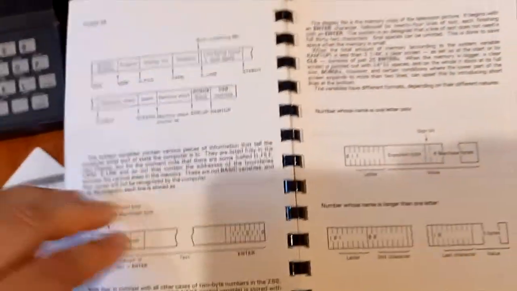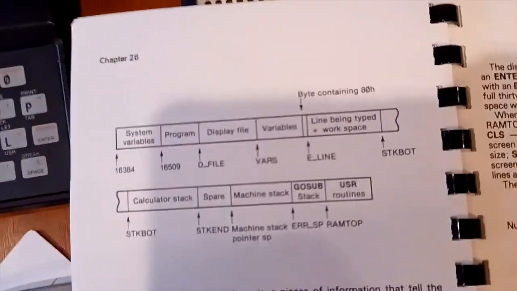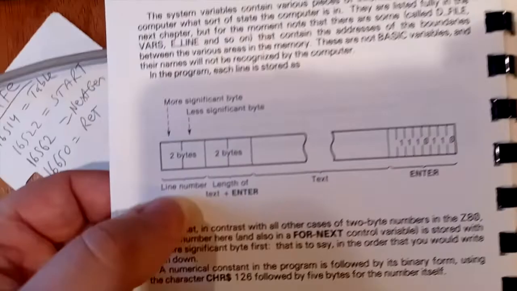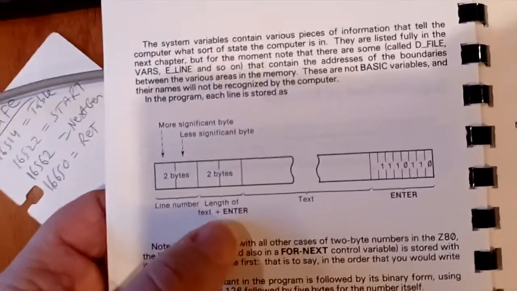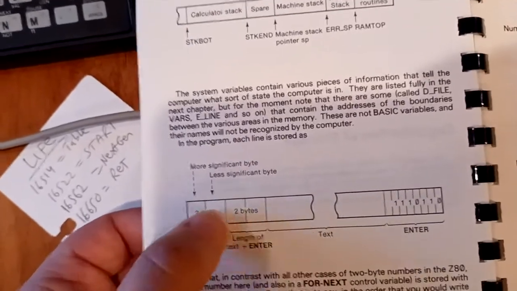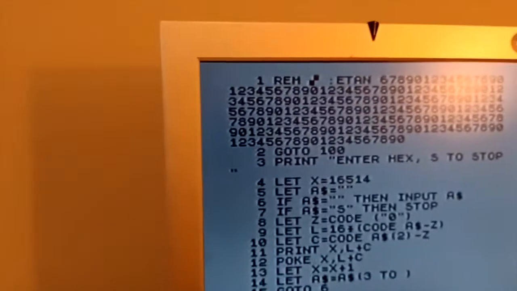So now we have to understand how programs are stored in memory, and that's where these diagrams come in. So at 16509, we have here. Okay, so that's the architecture. And here we have 2 bytes for the line number, then we have the length, and then we have the first instruction. So 16509, 10, 11, 12, and then we have a 13. Well, the 13 would be the remark statement.